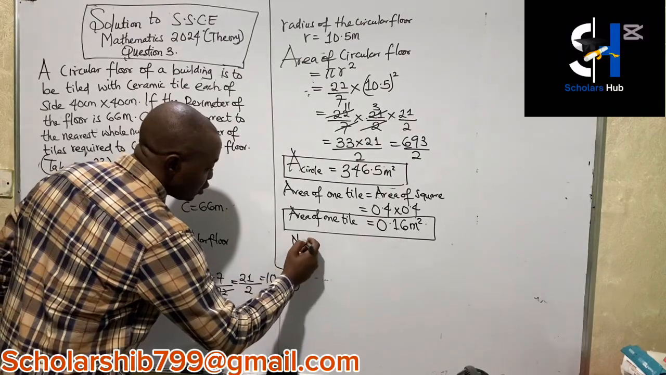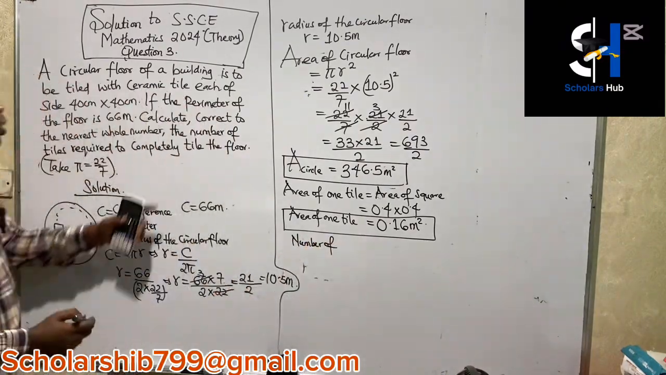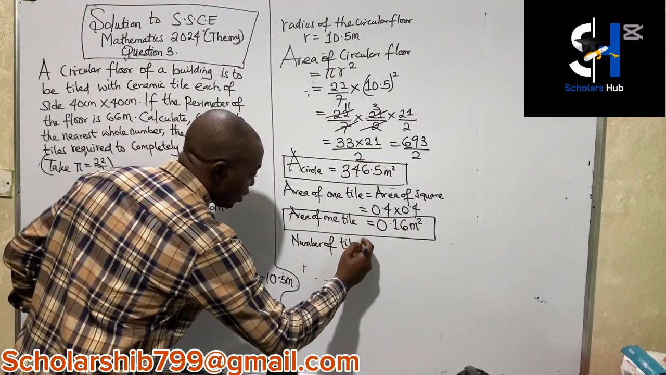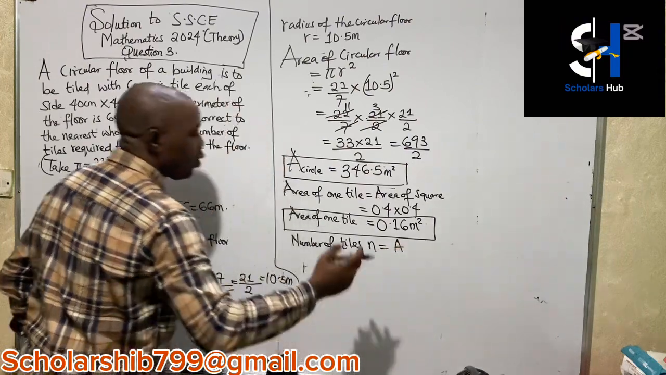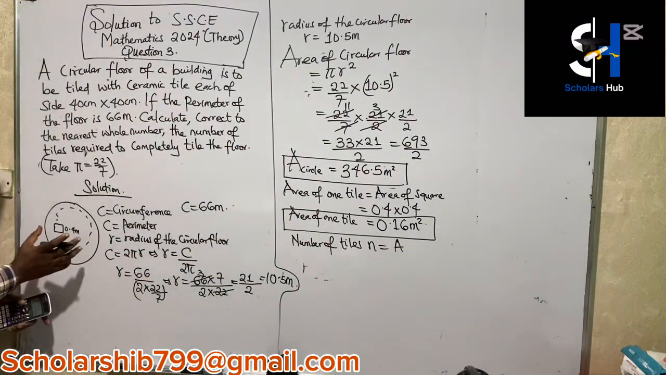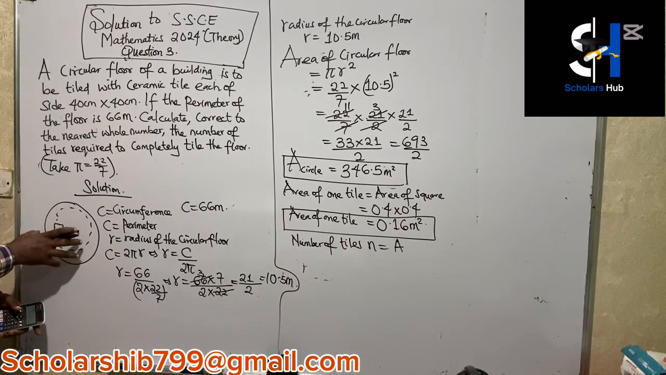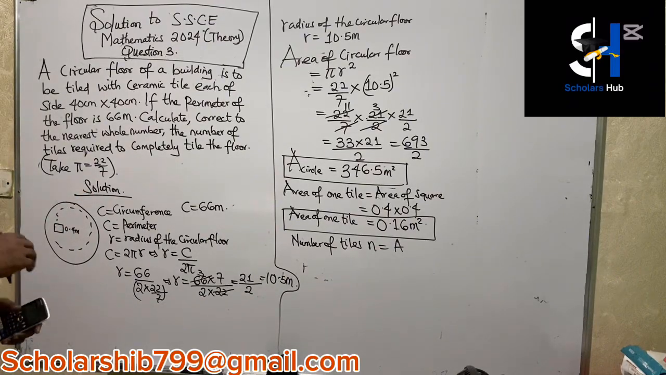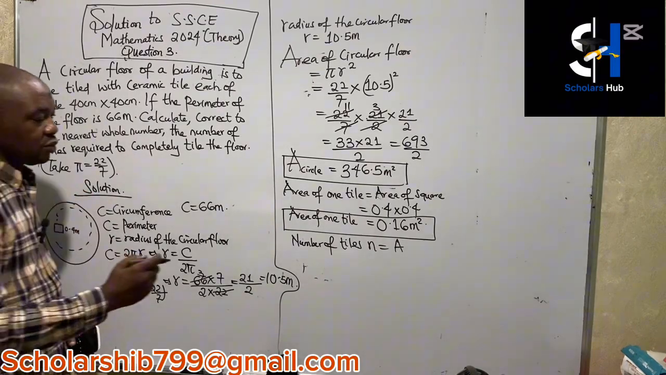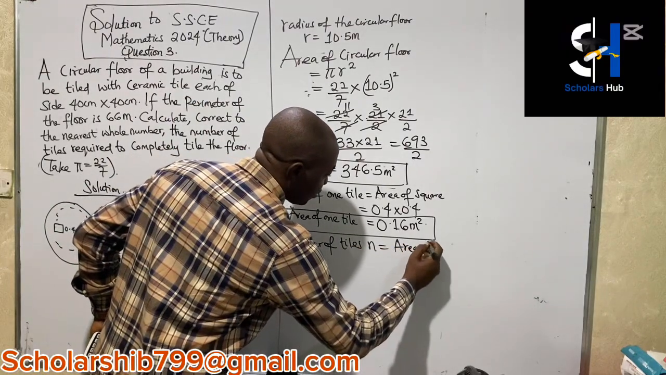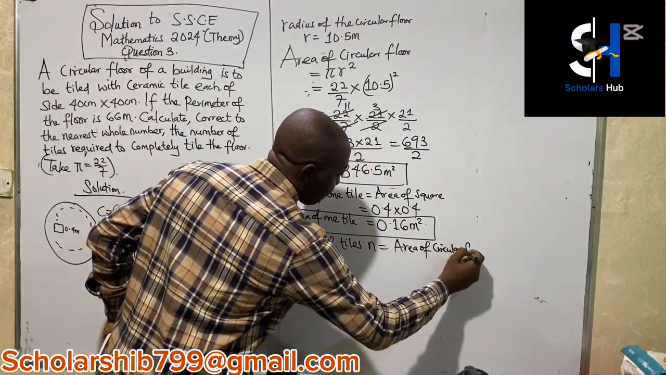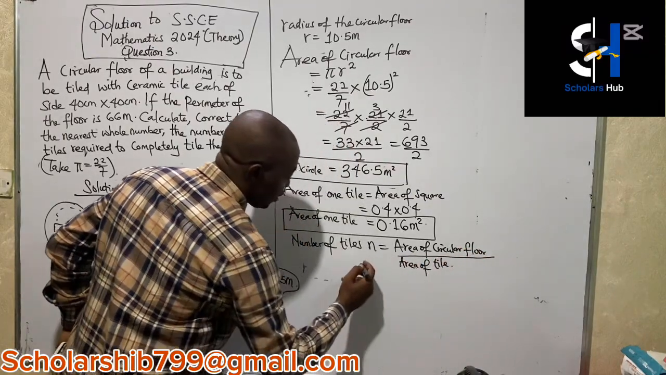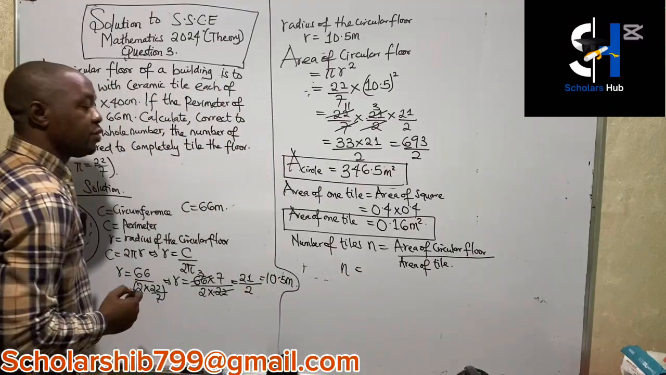So to be able to calculate the number of tiles, we are looking for the number of tiles required to completely tile the floor. The tiles will be placed inside the circular floor, so it means that the area of the circle, which is the bigger shape, is divided by the area of one tile. So we have n equals the area of the circular floor divided by the area of a tile.